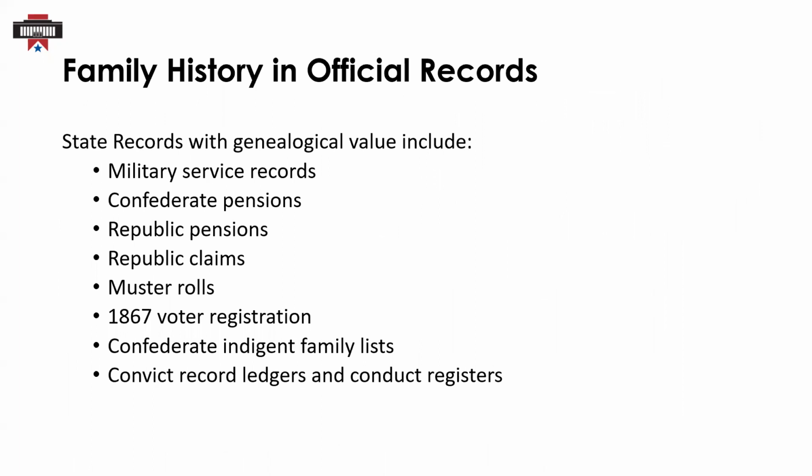As I mentioned earlier, the Texas State Archives houses multiple collections that may be of interest to genealogy researchers. Some examples of state records with genealogical value include military service records, pensions, claims, and muster rolls. About 20 Confederate pension applications have been identified as belonging to African American veterans. One muster roll entry for Civil War service has been identified for Lewis, quote, a Negro, and the 1867 voter registration list was the first time Black males of voting age in Texas were listed as individuals by their first and last name.